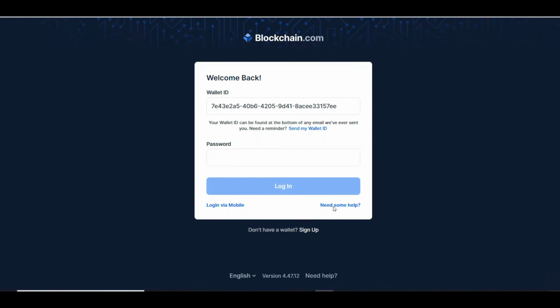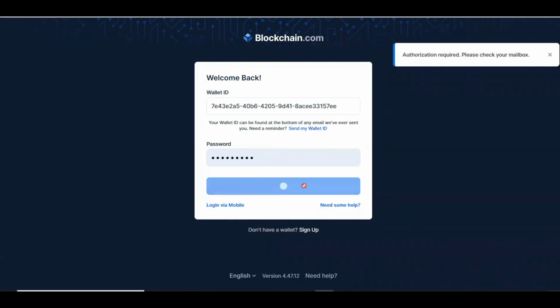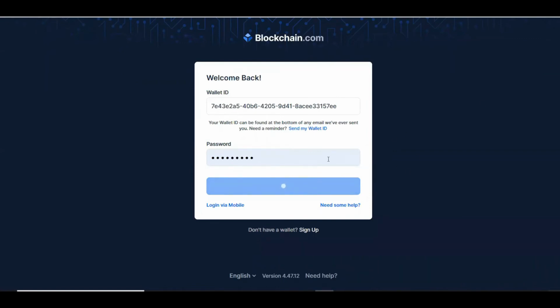If you notice, there's no "I forgot my password." You understand? So if I don't remember my password, for example, let's say I put in the wrong password, it's going to tell me that I should add my 12 words in order to retrieve my password. And you are not retrieving the password, you are just setting a new one.